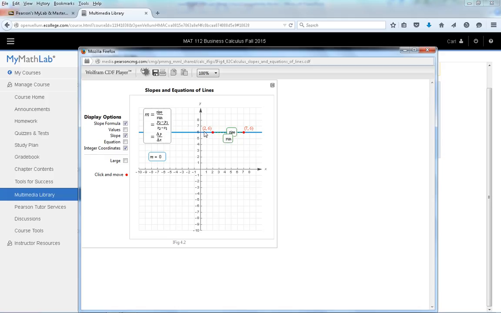So 0 divided by 5 would be 0. What about a vertical line? Okay, well, we say that's not defined. Now, why is it not defined?